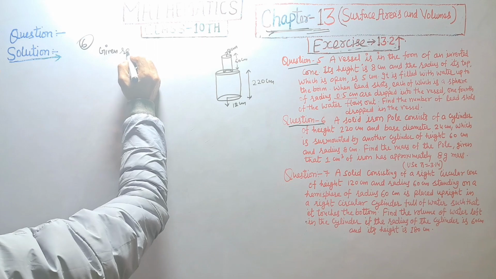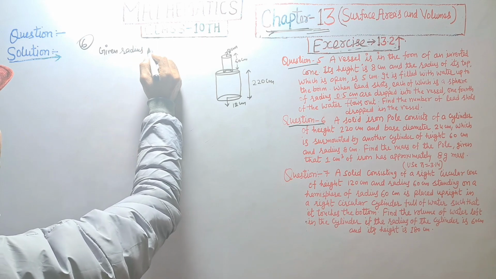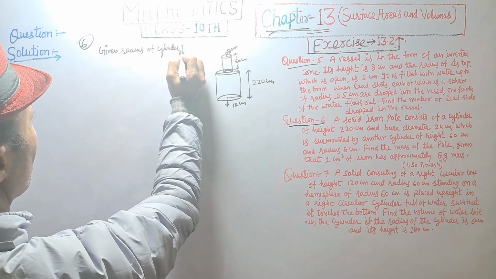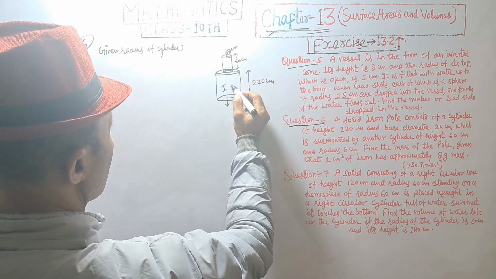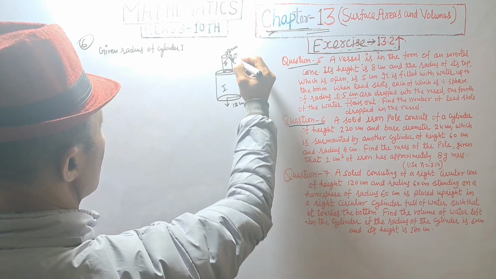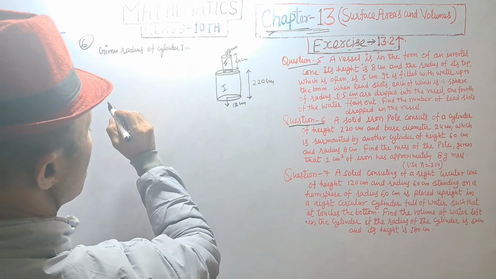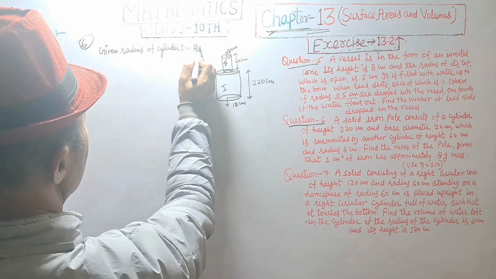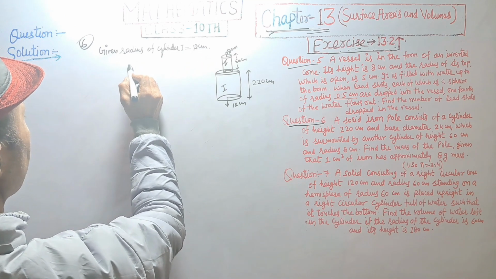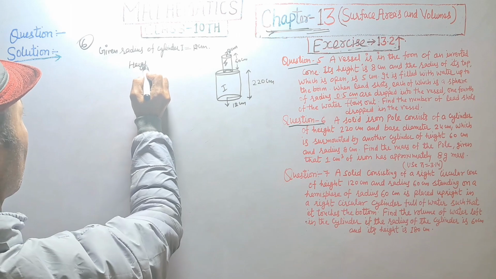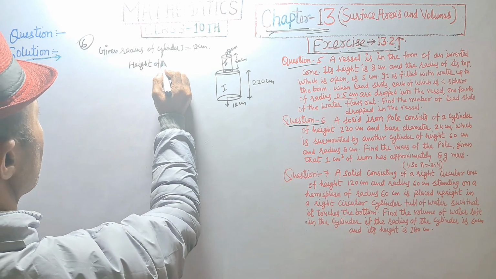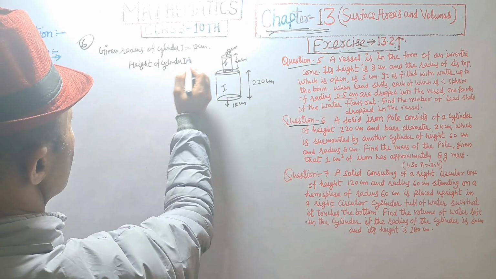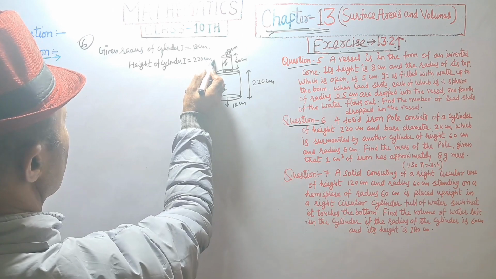Given: radius of cylinder 1, it's cylinder 1 and it's cylinder 2, that is equal to 12 centimeter, and height of cylinder is equal to 220 centimeter.